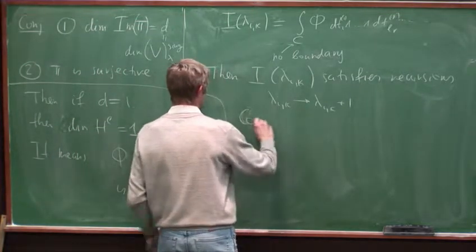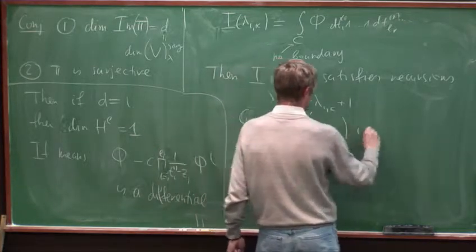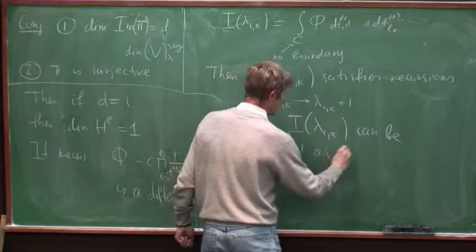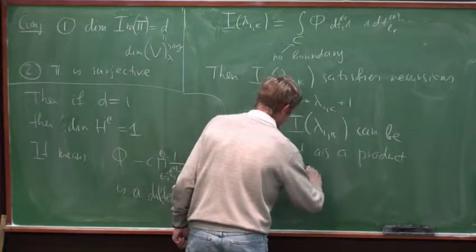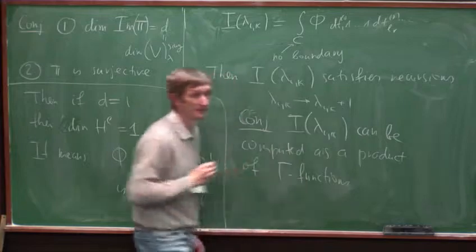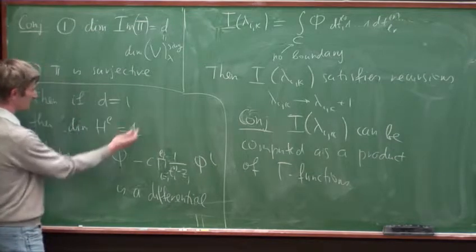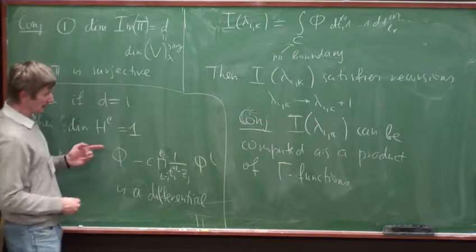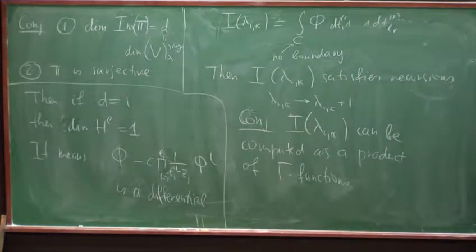So this is the conjecture. Again, one more conjecture is that this can be computed as a product of Euler gamma functions. So the message here is that if I'm in this good situation, then I can write down an integral of phi which can be computed explicitly. And the main example of that, of course, is the celebrated Selberg integral.